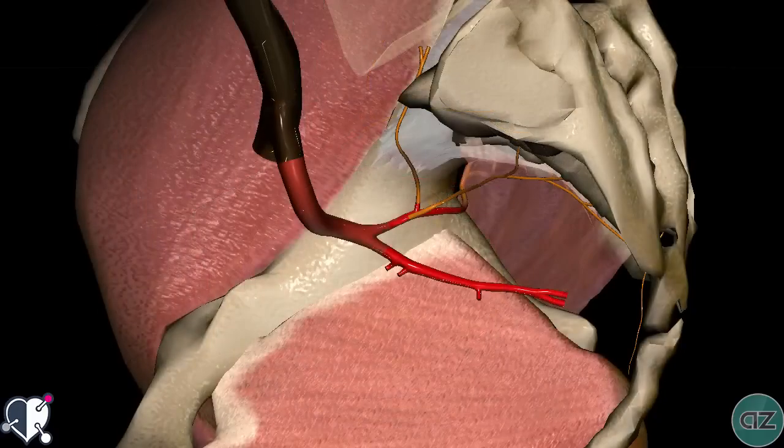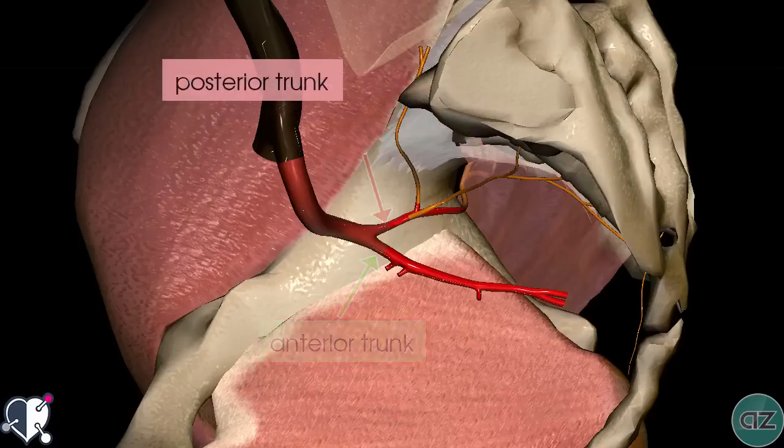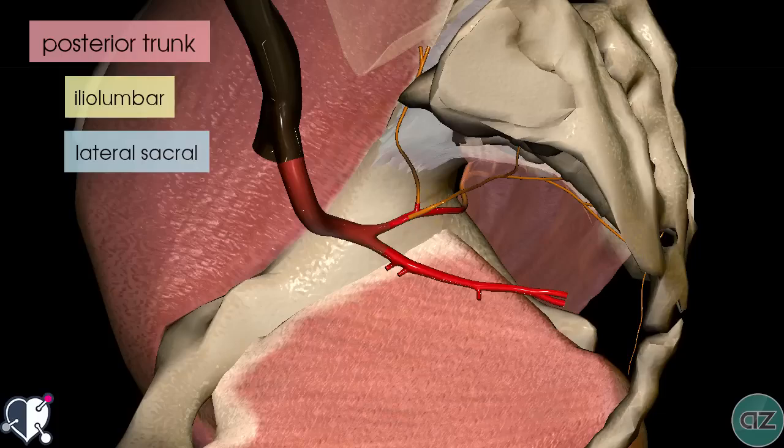I've just zoomed in a little bit closer and you can see the two trunks. One extends posteriorly and is known as the posterior trunk, and the other one, which I've removed the branches from and will come on to talk about in a moment, is the anterior trunk. The posterior trunk has three branches. You've got the iliolumbar artery, the lateral sacral arteries, and the superior gluteal artery.